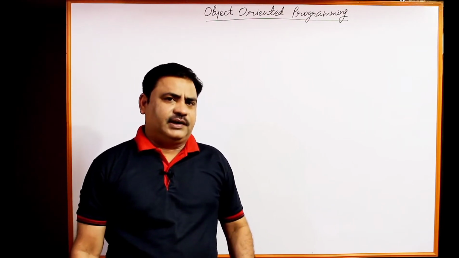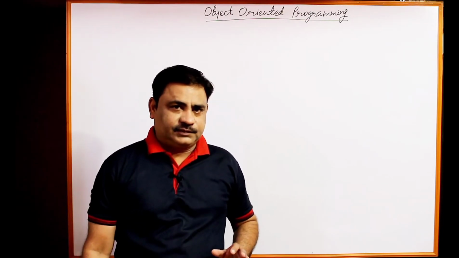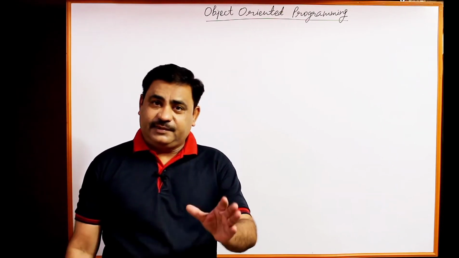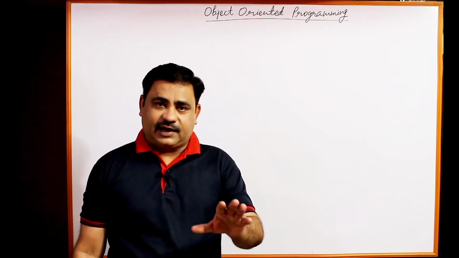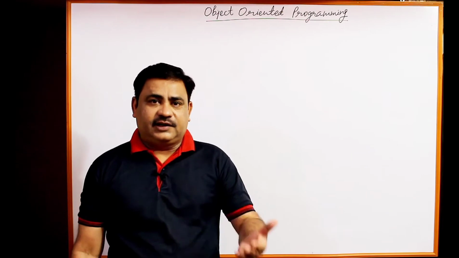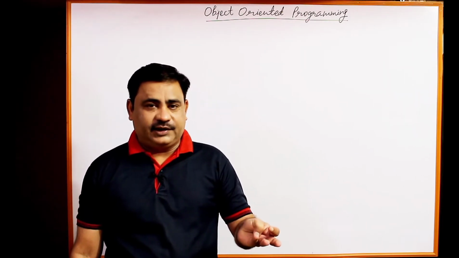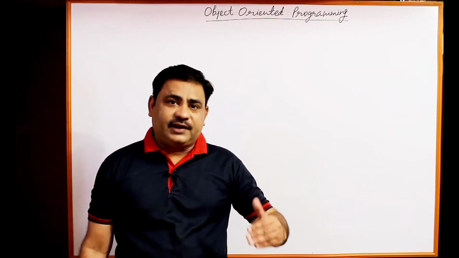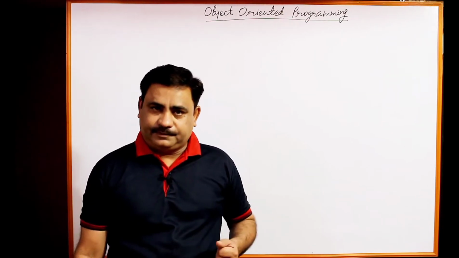One thing you remember, class name is a user defined data type. User defined data type means class name is a data type. If you remove the word user defined, we can say class name is a data type. Like other data types like int, float, char, boolean, there are 8 primitive data types. But we can also create new data types with the help of class name.